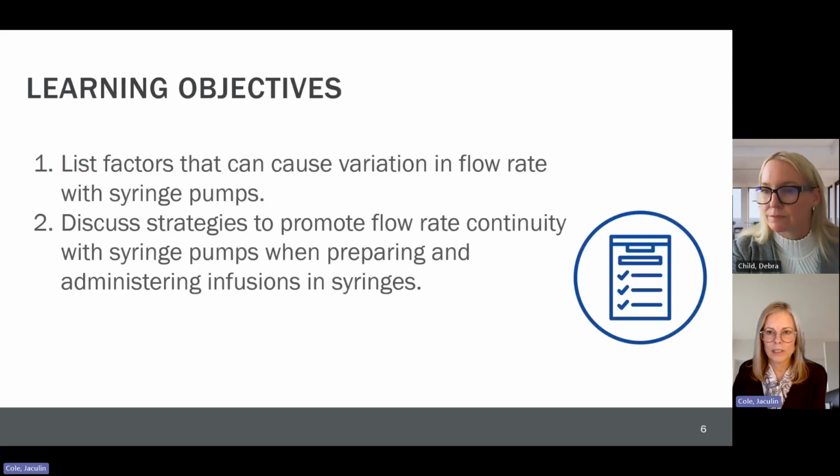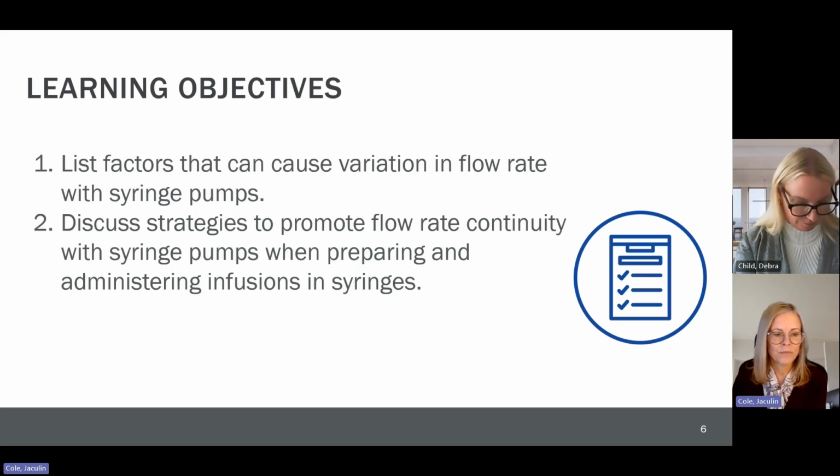So our learning objectives for today and for our next webinar are to list factors that can cause variation in flow rate with syringe pumps and to discuss strategies to promote flow rate continuity with syringe pumps when preparing and administering infusions in syringes. The reason we're presenting this topic is that even though it's been almost a decade since the FDA issued a safety communication on flow rate continuity issues with syringe pumps, it bears highlighting again because the information is still relevant and not widely known. So more on that shortly.